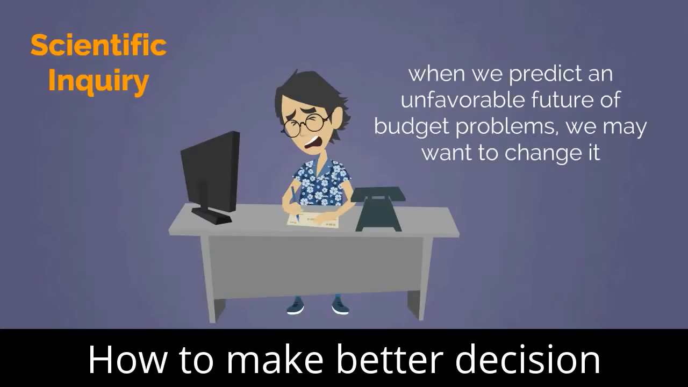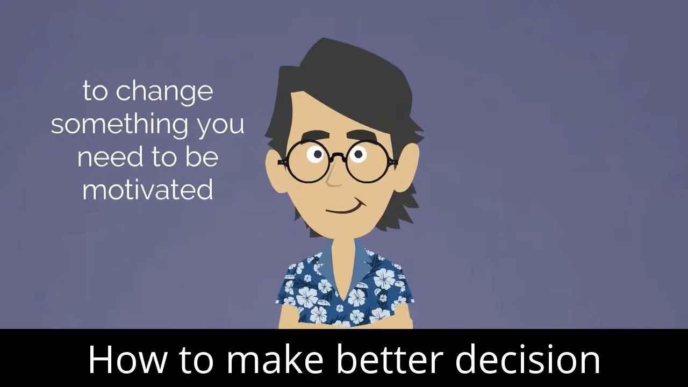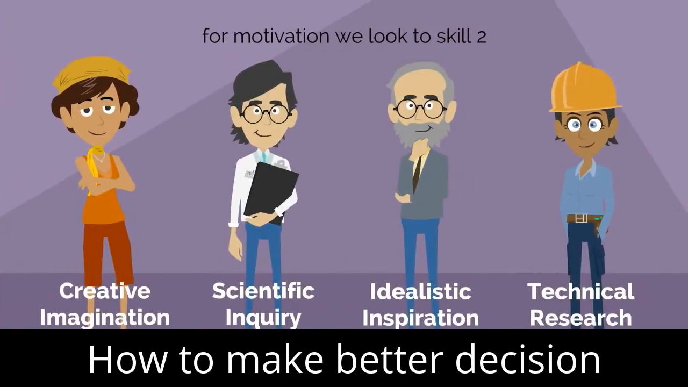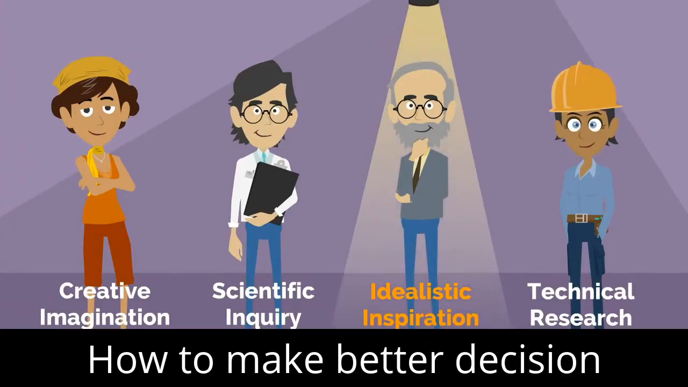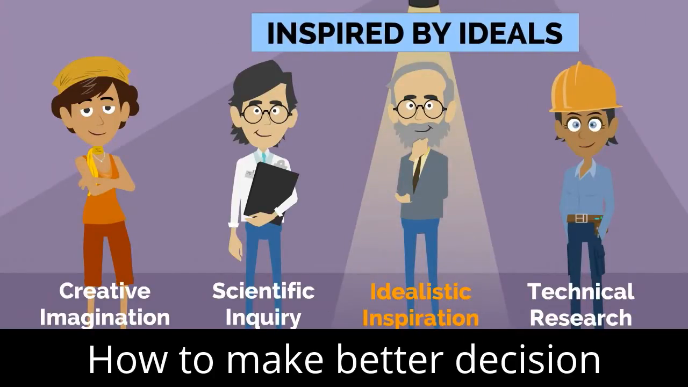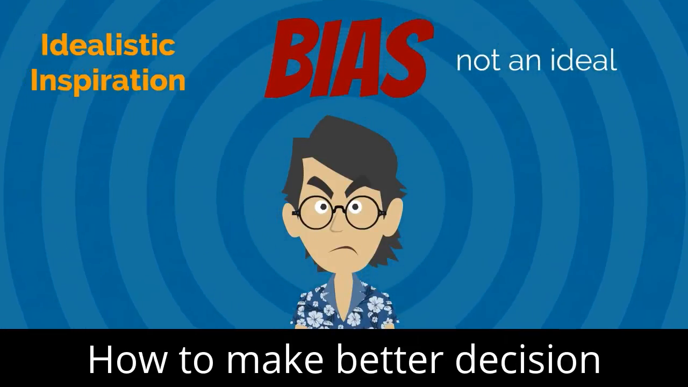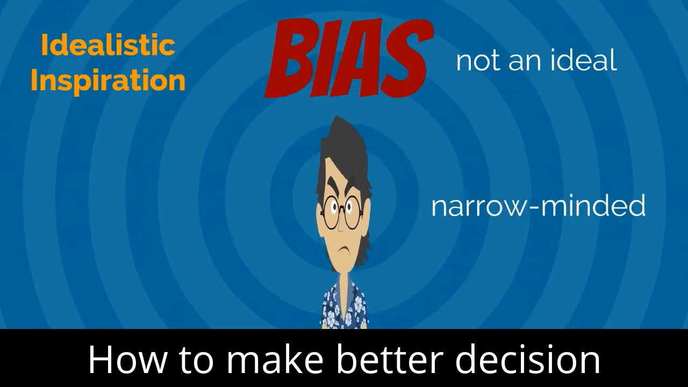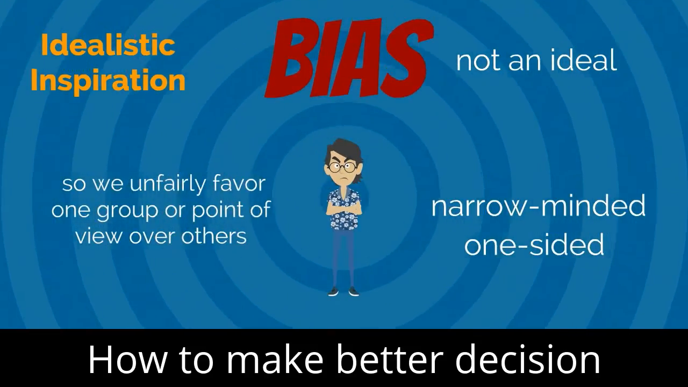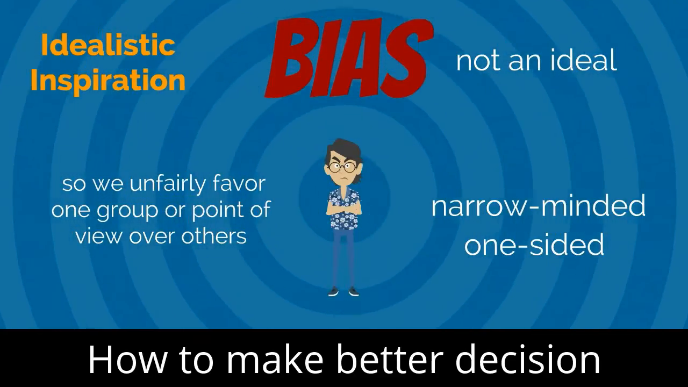When we predict an unfavorable future of budget problems, we may want to change it. To change something, you need to be motivated. For motivation, we look to skill 2, idealistic inspiration. With it we are inspired by our ideals. Personal bias is not an ideal. Bias makes us narrow-minded and one-sided, so we unfairly favor one group or point of view over others.